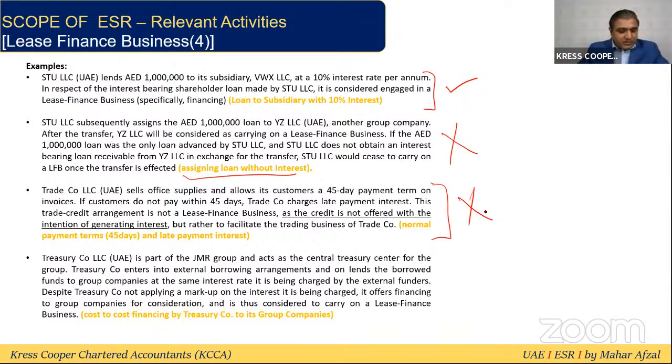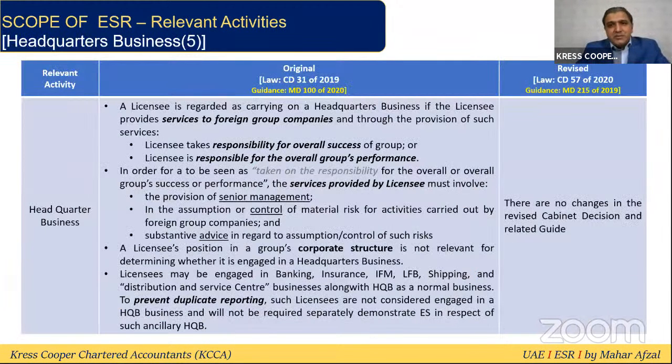The last definition, the centralized treasury department: they have got a loan, they have disbursed the loan to different units within the same group. From the units, the treasury department is getting interest. Even if this is a back-to-back arrangement, still it will be subject to ESR. Headquarters business: there's no change in the headquarters business as well. There are services to a foreign group company.